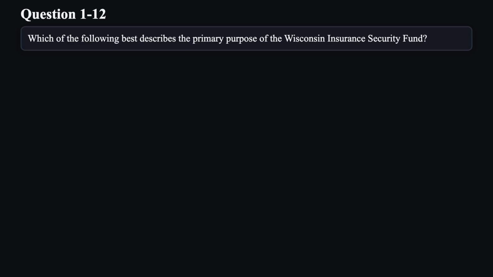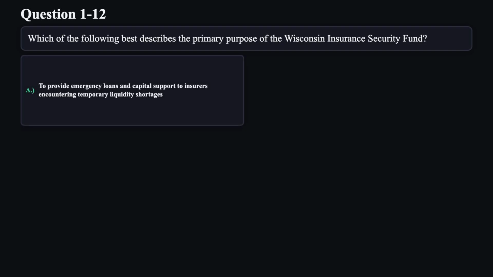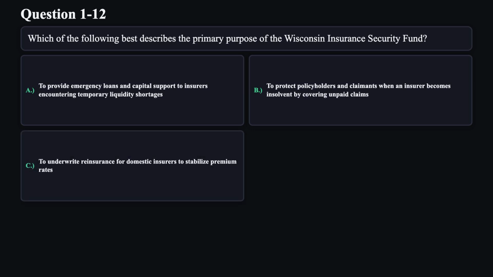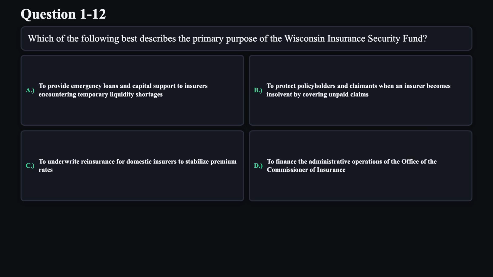Question 12. Which of the following best describes the primary purpose of the Wisconsin Insurance Security Fund? A. To provide emergency loans and capital support to insurers encountering temporary liquidity shortages. B. To protect policyholders and claimants when an insurer becomes insolvent by covering unpaid claims. C. To underwrite reinsurance for domestic insurers to stabilize premium rates. D. To finance the administrative operations of the Office of the Commissioner of Insurance.